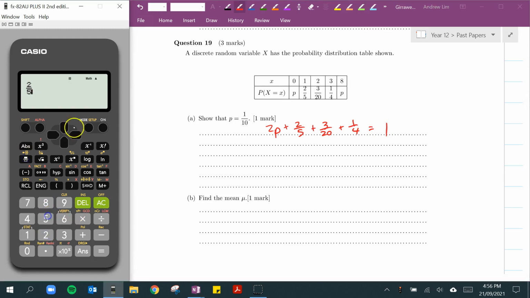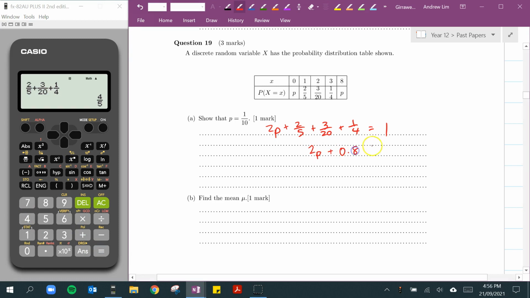So let's see what these fractions add to. 4 over 5, or 0.8. So 2p is equal to 0.2, so p is equal to 0.1 or 1 over 10. I'll just leave it as that because that's what the question says. Because it says show that, I'm going to just write as required.